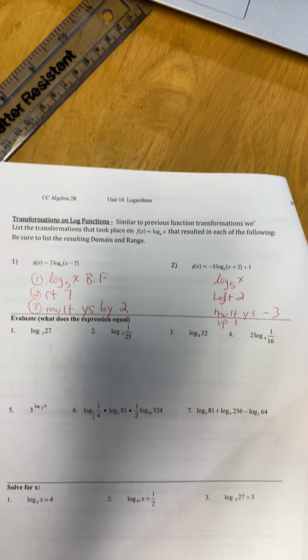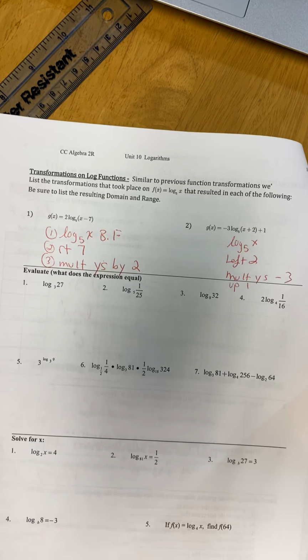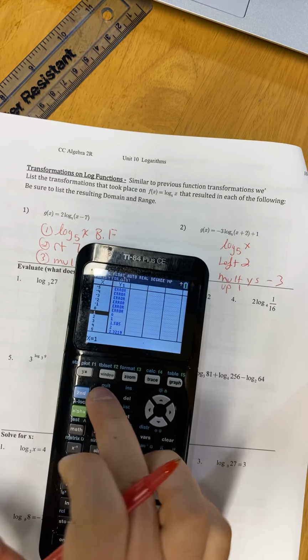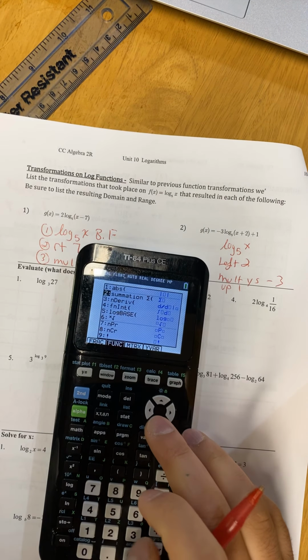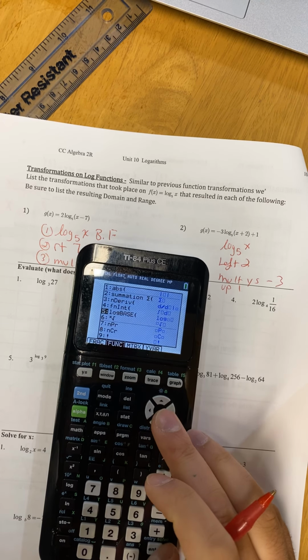All right, what do these expressions equal? Well, I could do it right on my calculator. Hey, you want them to go in the basement? Get off it. No.